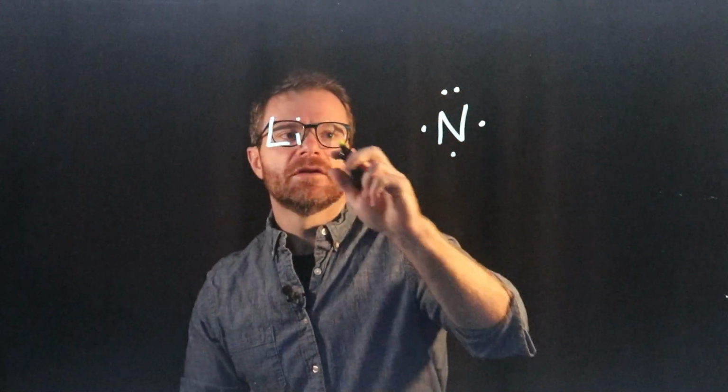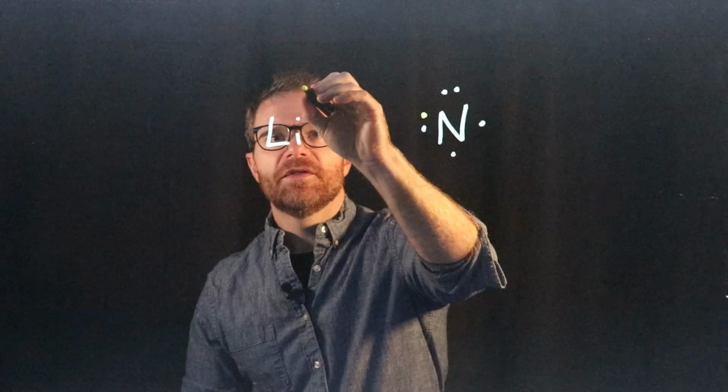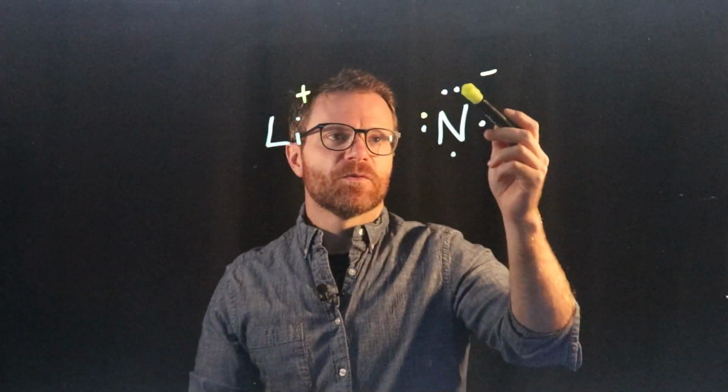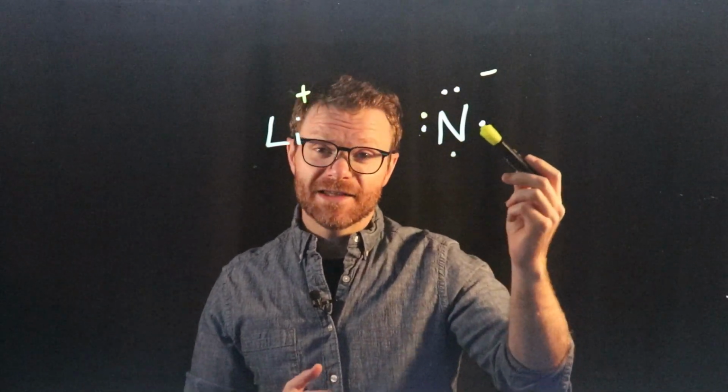Okay, so lithium's going to give up its 1 electron here to nitrogen. Now lithium is totally stable and happy. It has a charge of +1. Nitrogen has a charge of -1. But we're not done. That nitrogen isn't stable. It now has 1, 2, 3, 4, 5, 6 valence electrons. And it wants to have 8, so it still needs to gain 2 more.